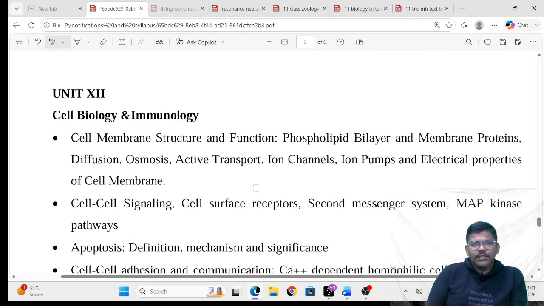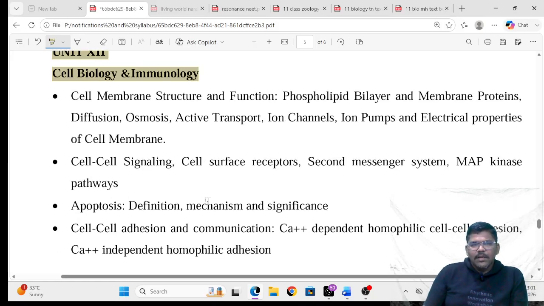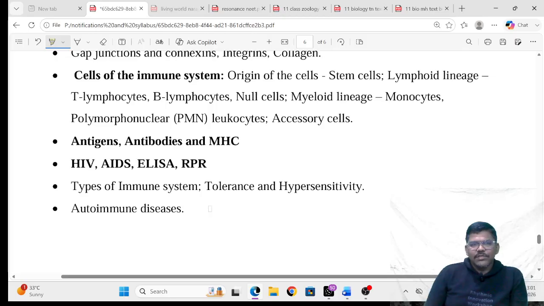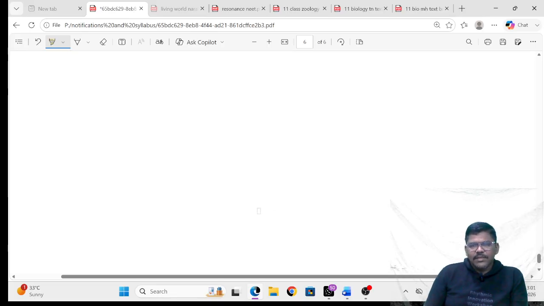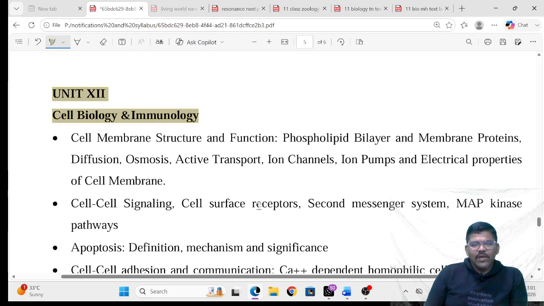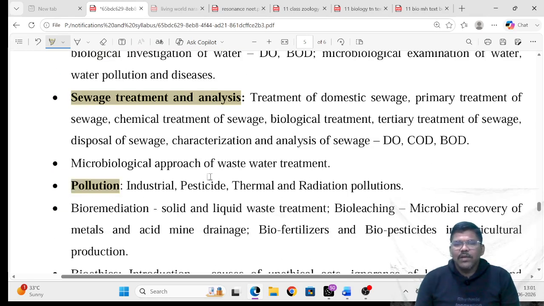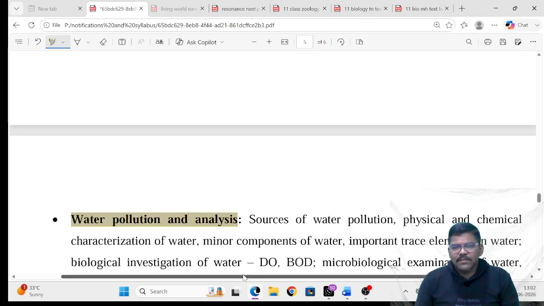And in unit 12, cell biology and immunology, about the cell and the immune system. And here you need to read cells of the immune system, antigens, antibodies, and MHC. HIV, AIDS, ELISA, and RPR need to be read. In total, we can see 12 units, 12 units and a heavy syllabus.